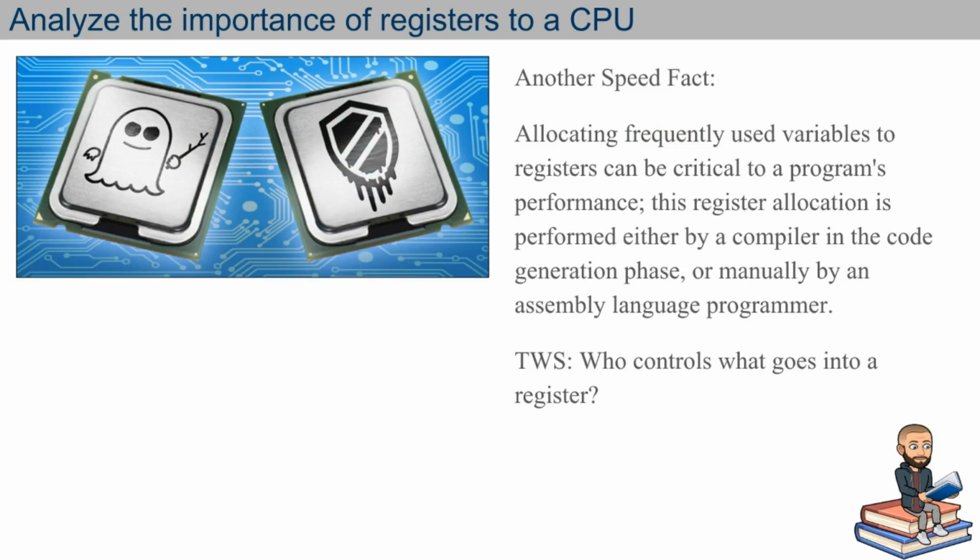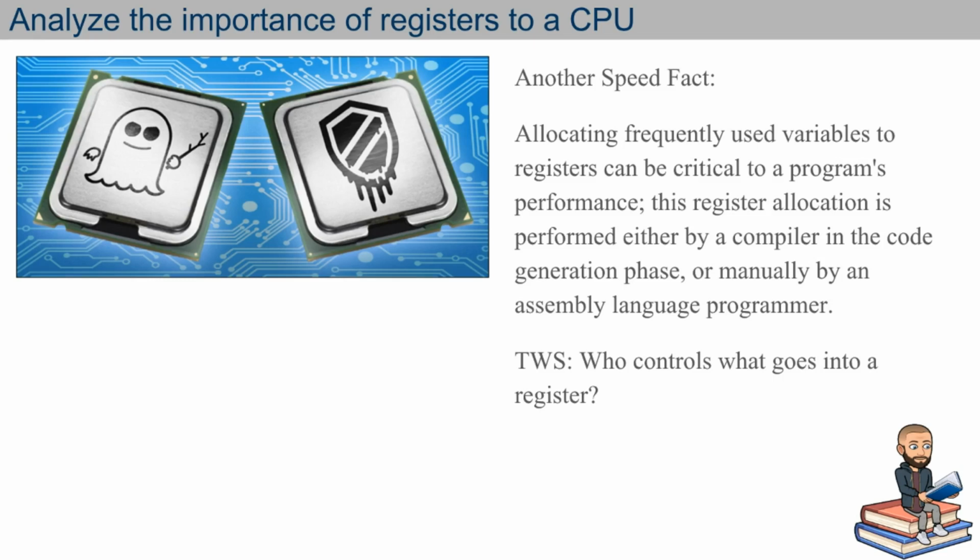But let me give you more speed facts. And I hope you're picking up on this pattern here. The objective is analyzing the importance of registers to a CPU, and somehow I just keep mentioning speed. So your speed fact of the day is that allocating frequently used variables to registers can be critical to a program's performance. My coders in the room may have just perked up at the word variables. This register allocation is performed either by a compiler in the code generation phase, or it's established manually by someone who likes assembly.